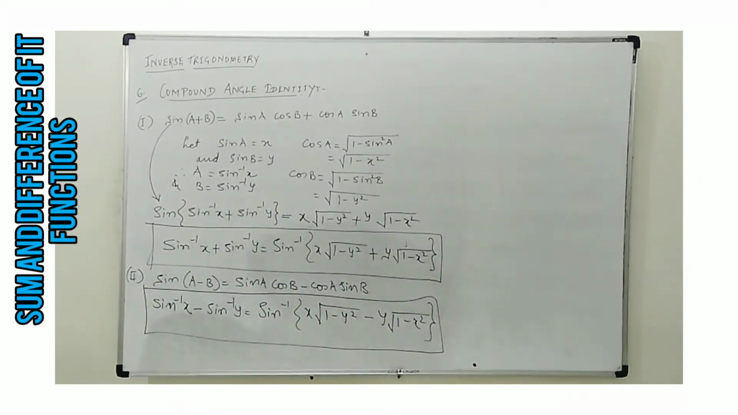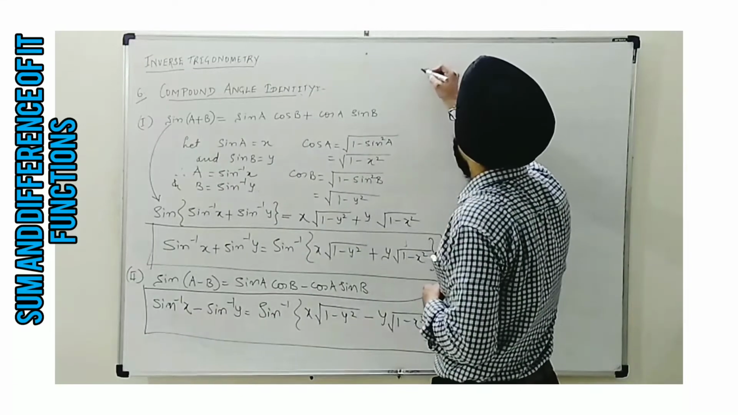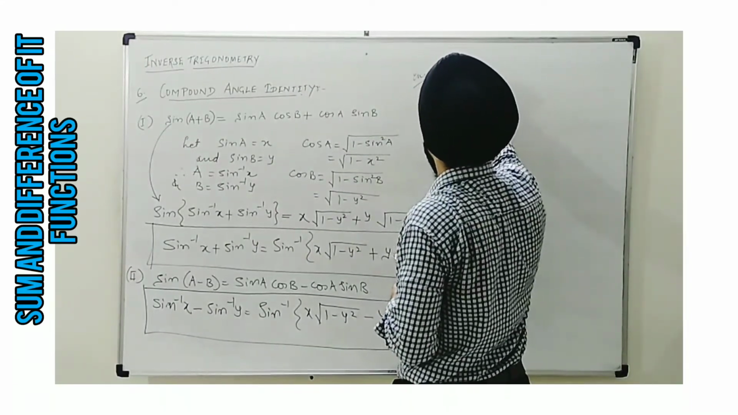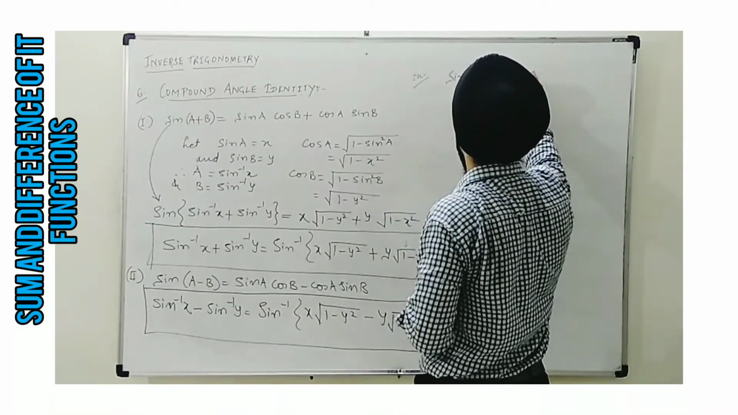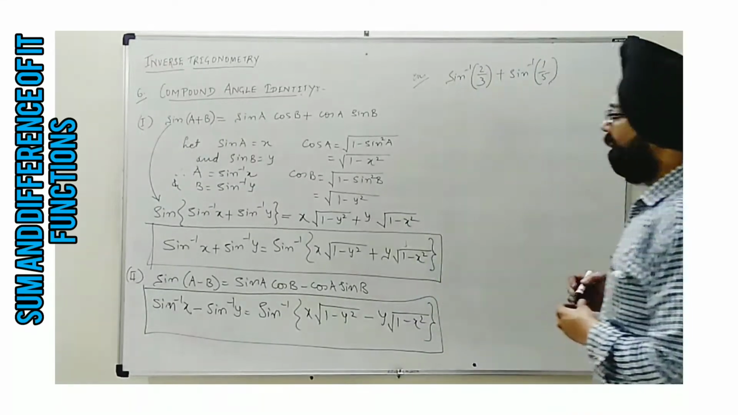This is the second one. Now how can we apply it? What is the use of this? I will take one example. Suppose here we are having sine inverse 2 by 3 plus sine inverse 1 upon 5. This is to simplify.